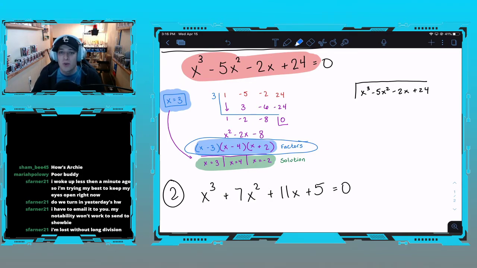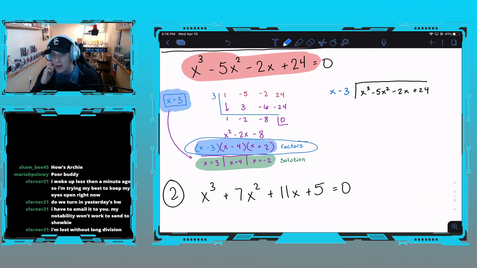Except we just can't write x equals 3 on the outside. We have to change it back into its factored form, just like we did down here. We have to look at the factored form when you do long division. So I'm just calling out on you, Sierra, because you said that you're lost without long division. I just need to make sure that you know that on the outside, you are going to be writing down x minus 3.